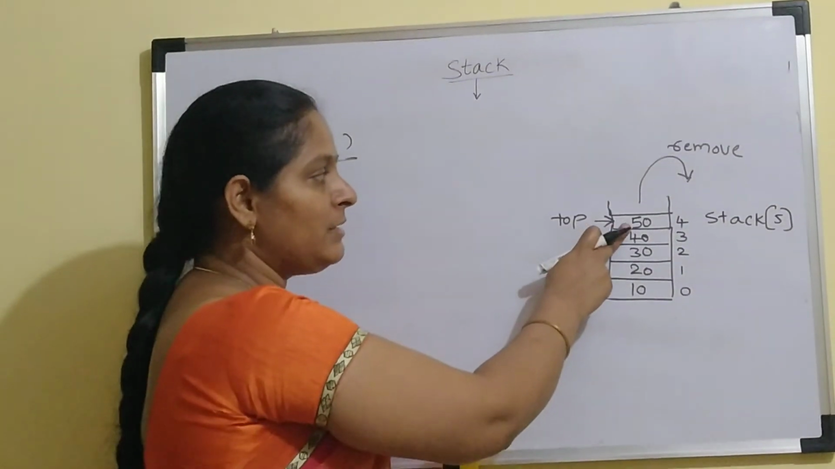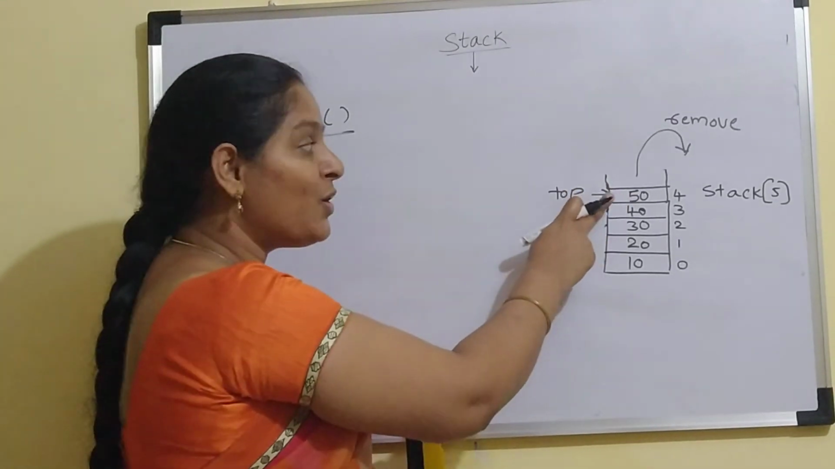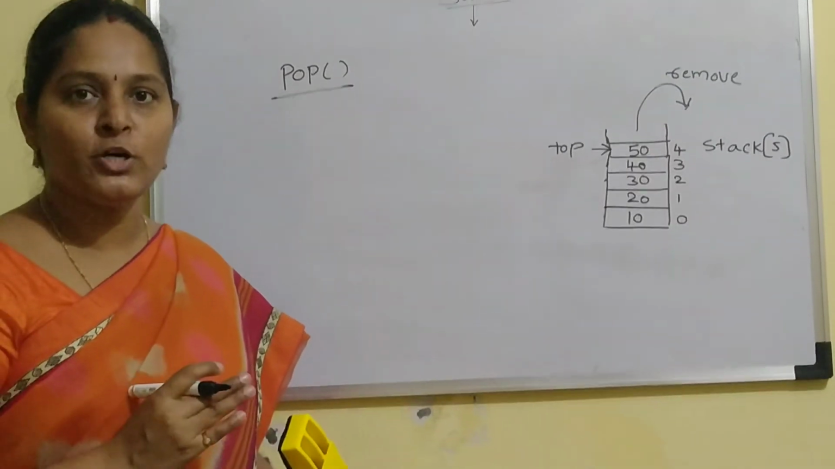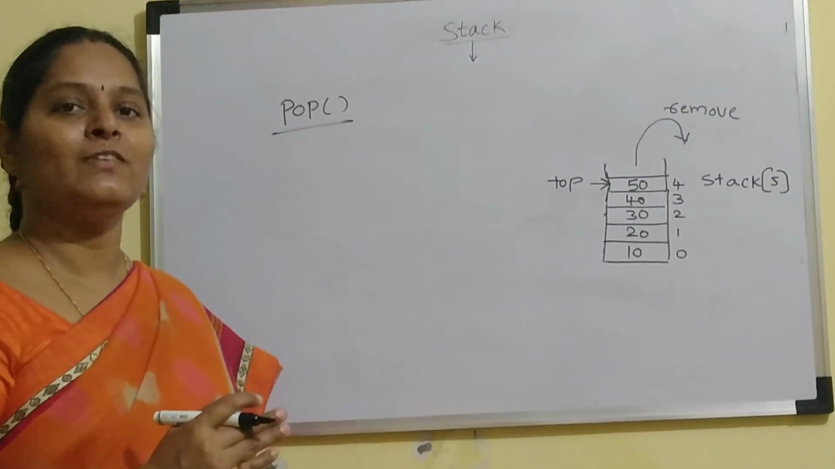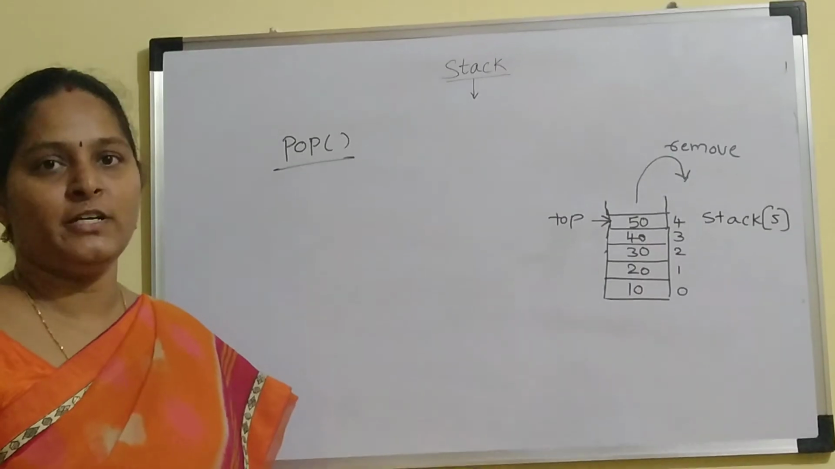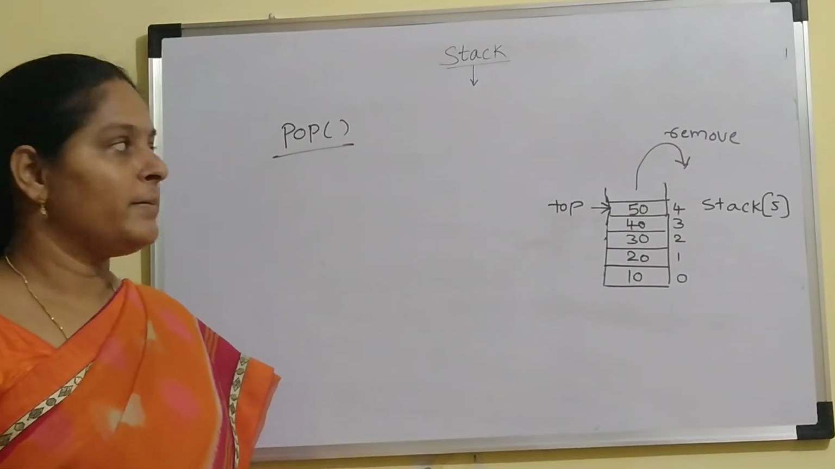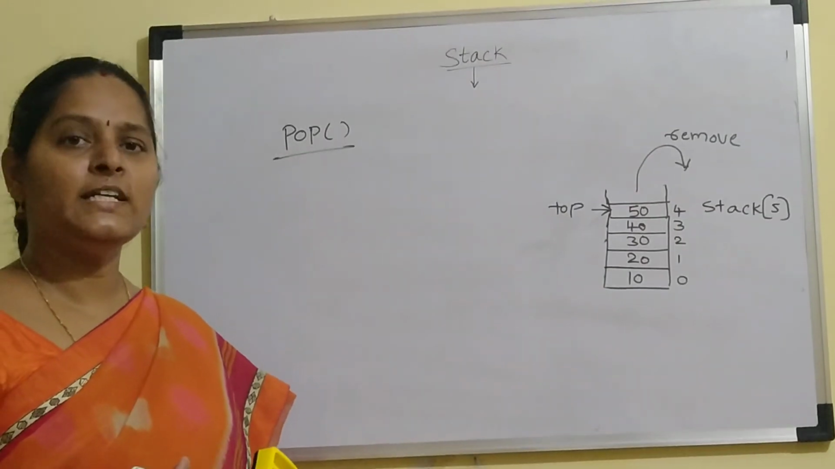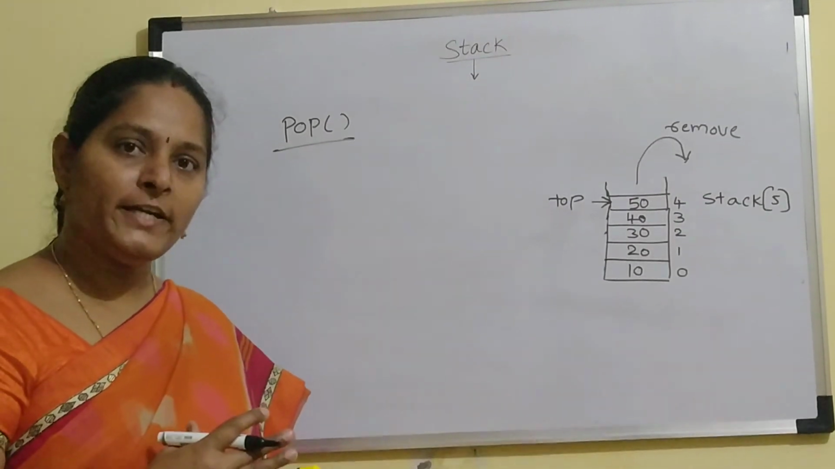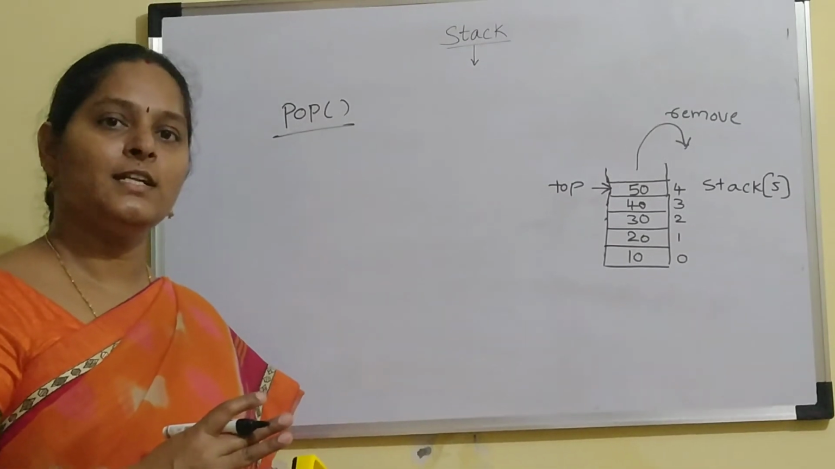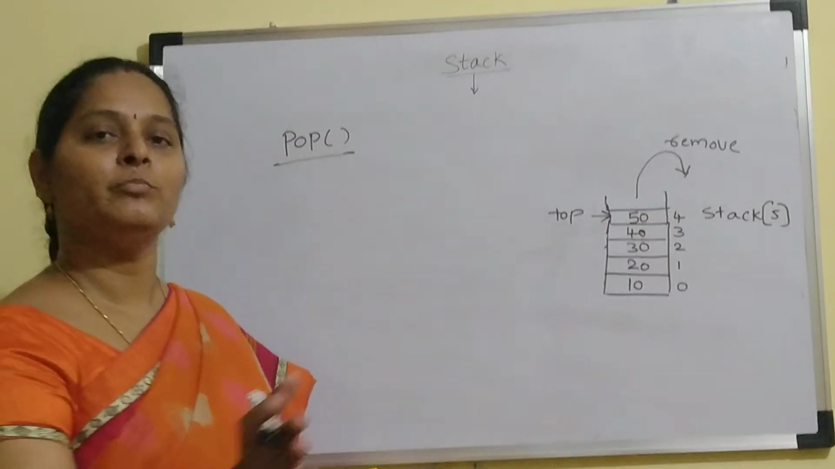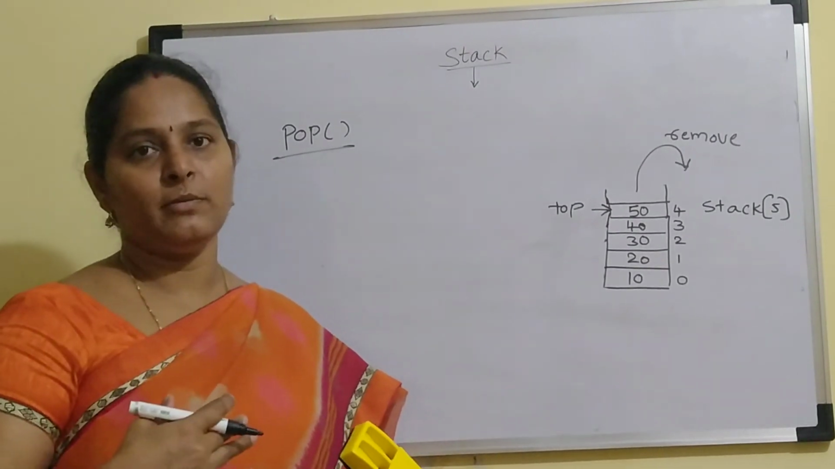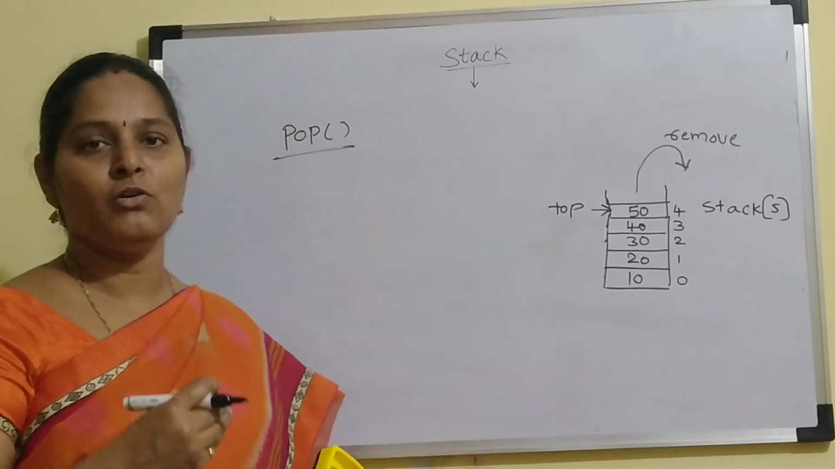So which is the lastly inserted element? 50. How can we recognize the lastly inserted element? Wherever the top pointer is pointing, that element will be the lastly inserted element in the stack. Based upon this principle, we can remove elements from the stack. You just remove the element from the top position, then automatically the next element becomes the top element. So this is the rule we need to follow for deleting elements from the stack.